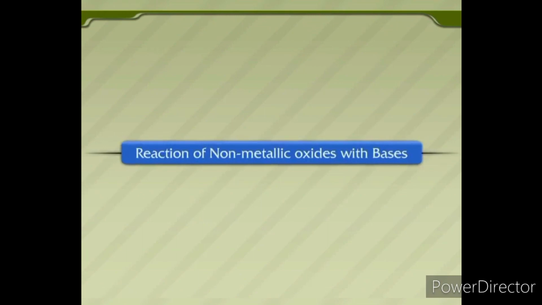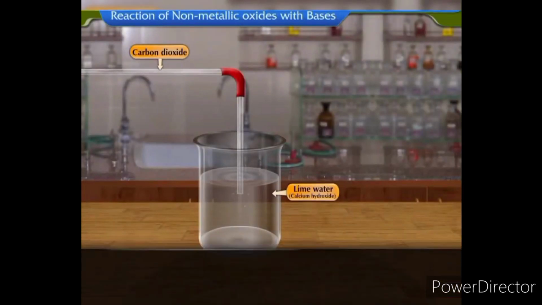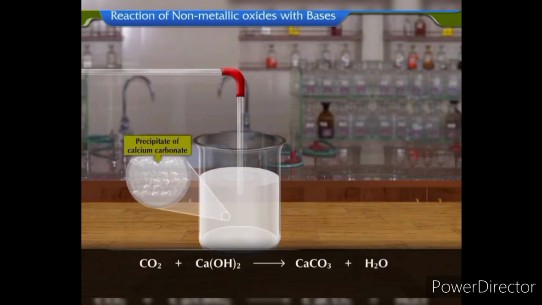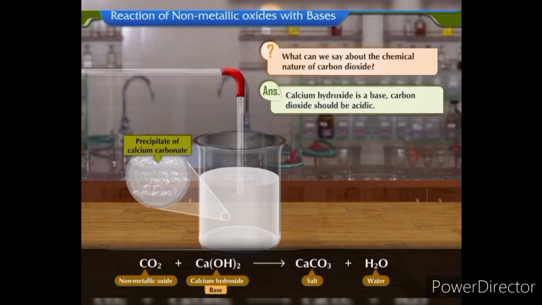Reactions of non-metallic oxides with bases. We have seen the reaction between carbon dioxide and lime water. Carbon dioxide reacts with lime water to give a precipitate of calcium carbonate. Carbon dioxide is a non-metallic oxide and lime water, which is calcium hydroxide, is a base. From this reaction, what can we say about the chemical nature of carbon dioxide? Since calcium hydroxide is a base, carbon dioxide should be acidic. Thus, we can conclude that non-metallic oxides are acidic in nature.